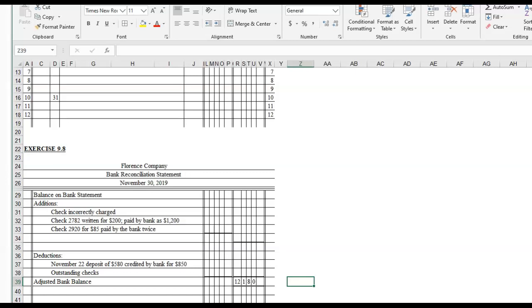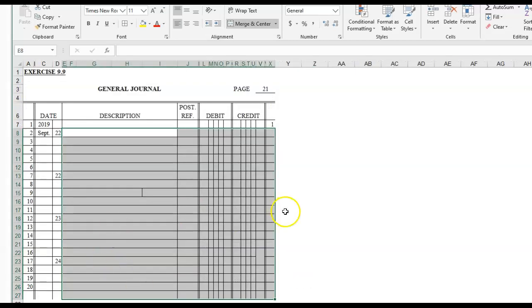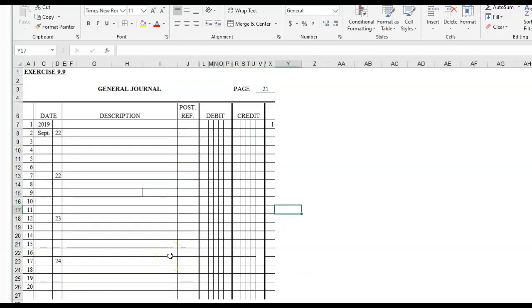Let's look at 9.9. 9.9, I believe, is just the journal entries you would make. There are 4 of them. I'm curious to see if you guys can figure those out. Only 2 accounts are affected for each. So it's not like you're going to have 3 or 4 things listed down. It will just be 2. 1 debit, 1 credit, 1 debit, 1 credit, 1 debit, 1 credit, 1 debit, 1 credit. Nothing too fancy.